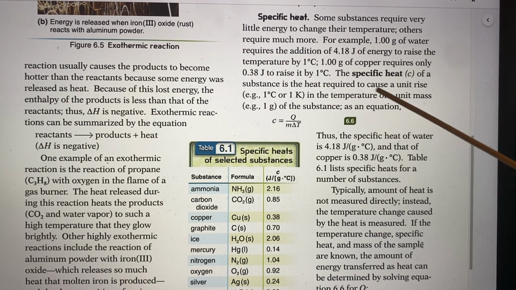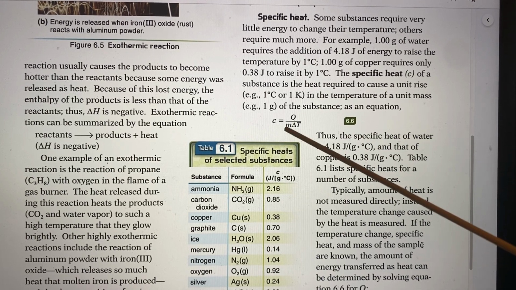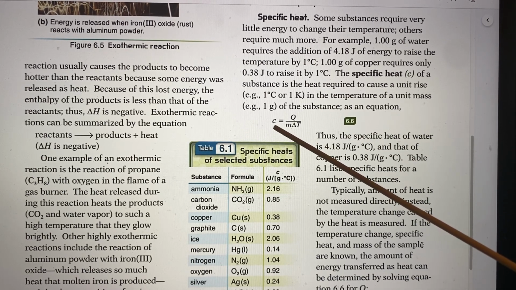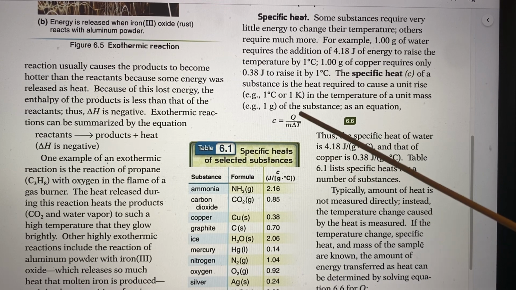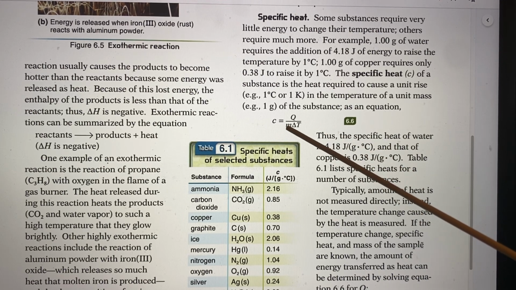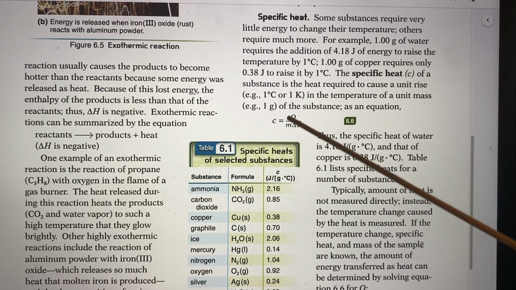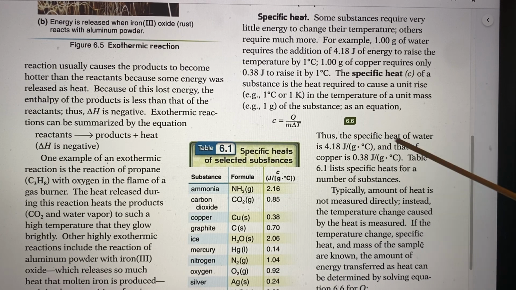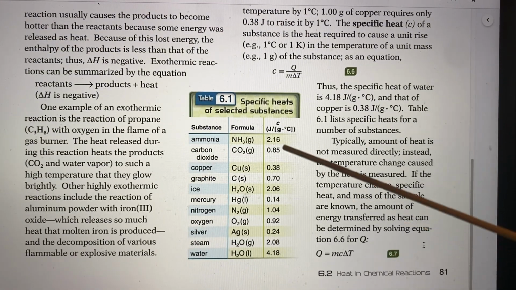So here, let's read this. The specific heat of a substance is the heat required to cause a unit rise in temperature of a unit mass of the substance. Anytime you have C, that little C means specific heat. The Q, of course, means heat, right? And then mass and temperature. So you have heat, mass, and temperature you have to know, and then you can find out the specific heat. They did this here with water. Typically the amount of heat is not measured directly, so you have to do it by temperature change, right?